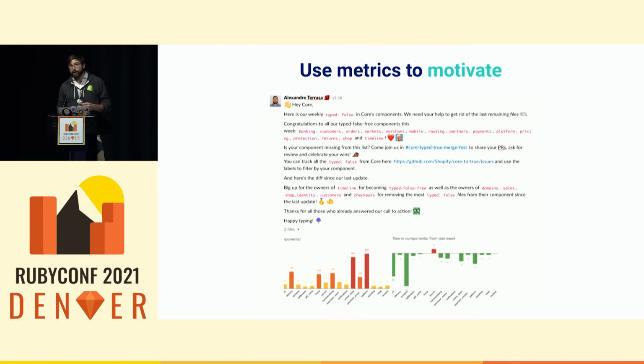And having those metrics is very useful for us because we can also motivate people and show, component by component, and compare components and say, let's praise those teams because they did a really great job migrating their component to type true. And maybe we can also spot teams that might need help to go further.